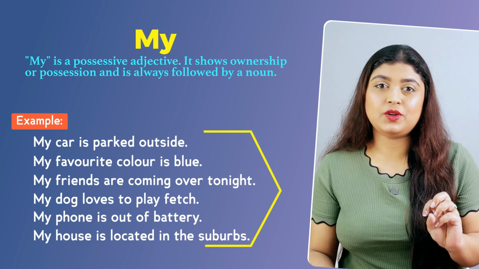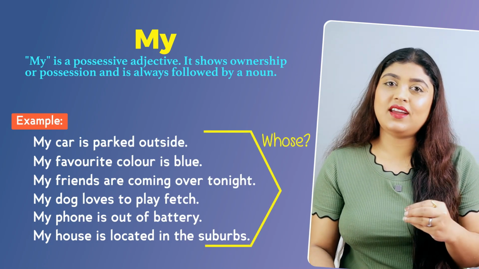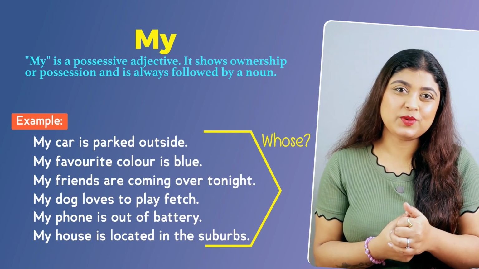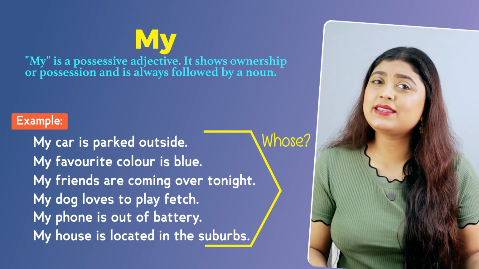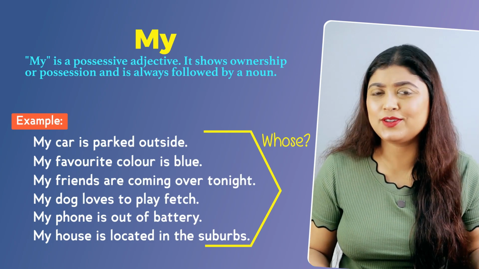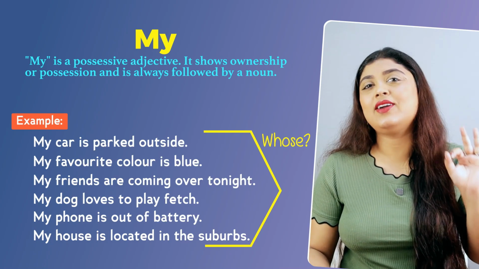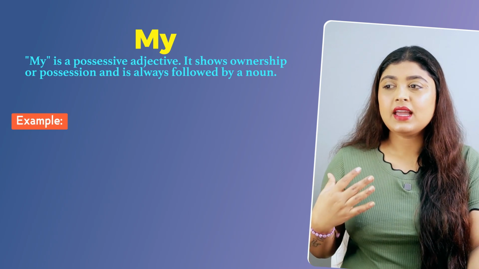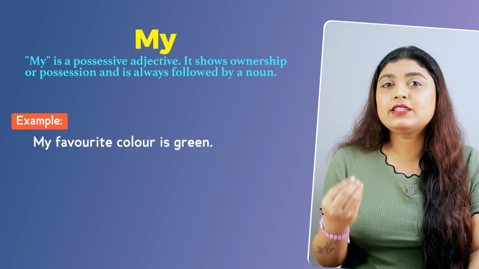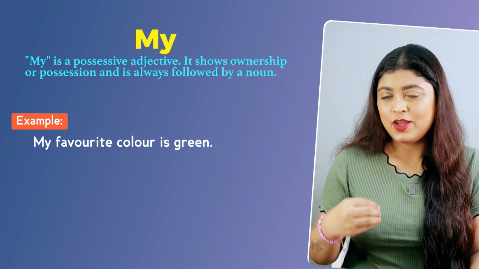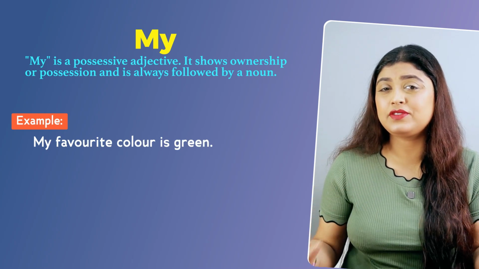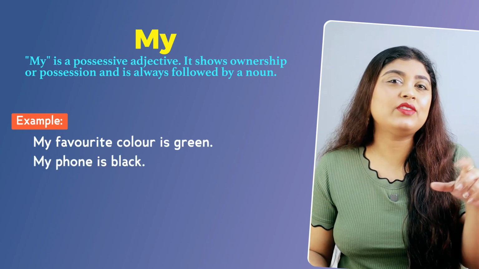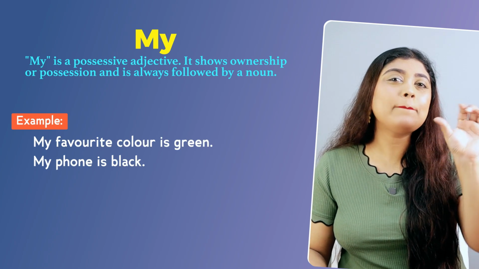Here, if you ask a question with whose, then you will get the answer. For example, whose house, whose phone, whose book, whose friends. Or you can say whose dog, whose favorite color, whose car. And you will always get the answer, my. So it shows ownership. For example, if I say that my favorite color is green, then I'm talking about something which I like, right? Or if I say that my phone is black, that means I'm talking about the color of my phone. And I'm using my phone.